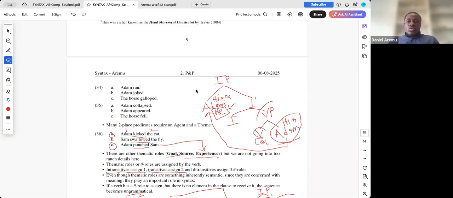Just that I'm not going to go through that in this handout. But there are certain complementizers that actually play a role. Like you need them to do one or two things.